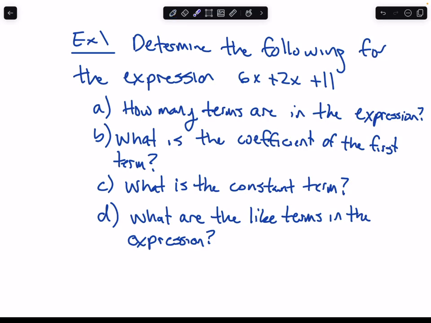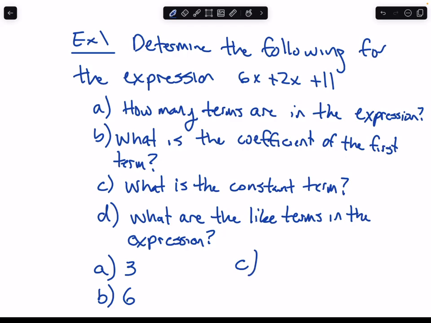Okay, so again, our expression is 6x plus 2x plus 11. To answer part A, how many terms are in the expression? Remember that terms are the parts that are separated by addition. So there's 1, 2, 3 terms. We have 3 terms. Part B, what is the coefficient of the first term? The coefficient is the numerical part of a term, and the numerical part of our first term is 6.